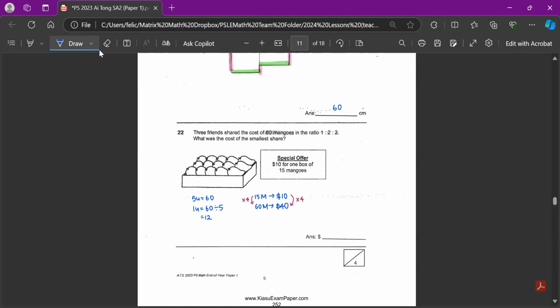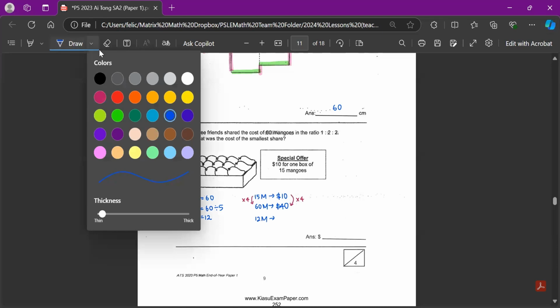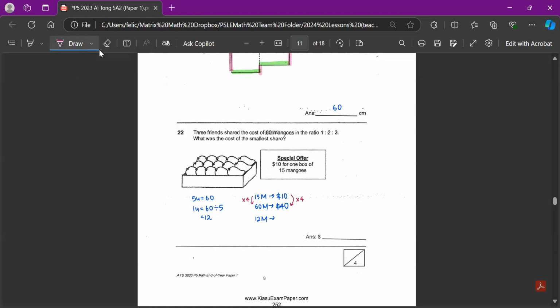Okay, so with that, you can go on to find out the cost of the 12 mangoes that the first friend is taking. That's the smallest share that he's taking. If you notice, 60 to 12 is actually a division of 5. Divide by 5. Hence, this one also divide by 5. $40 divided by 5 gives us $8. So that is our answer.